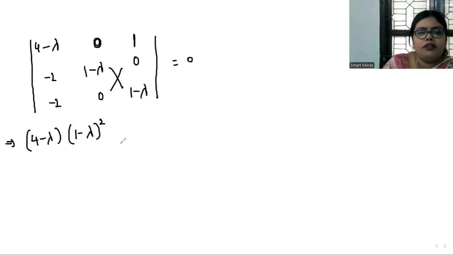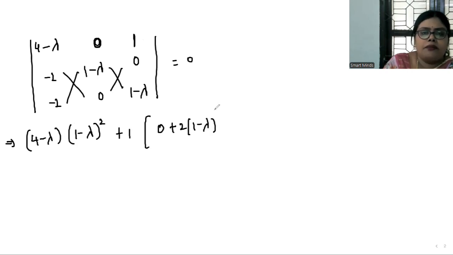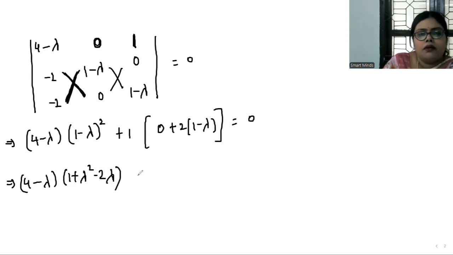Then again we are doing with the third element, plus 1 into. Now you cross multiply this. So 0 plus 2 into 1 minus lambda. How do we find the determinant? This 1 into this you cross multiply, minus this you cross multiply. Okay, so that is equal to 0. Now 4 minus lambda into (1 plus lambda square minus 2 lambda) plus 2 minus 2 lambda is equal to 0.